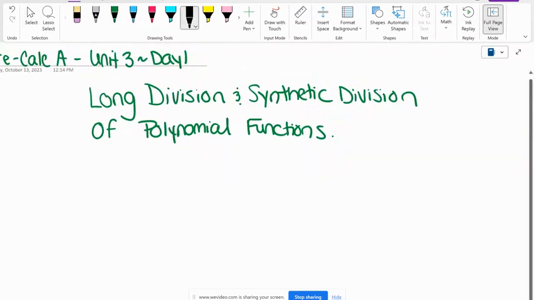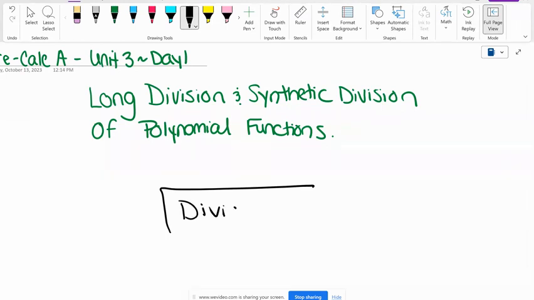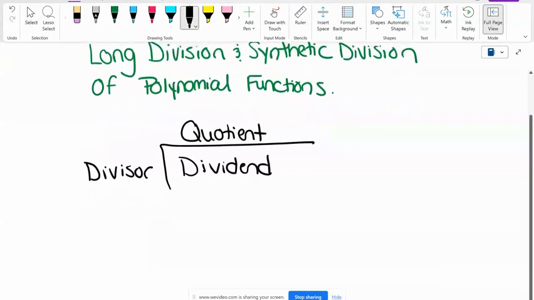Okay, before we do any problems, let's just go over some quick vocab. Whatever is getting divided is called the dividend. Whatever's doing the dividing is the divisor. Your answer that you get after you divide is the quotient. And then if there's any amount left over, we call that the remainder.